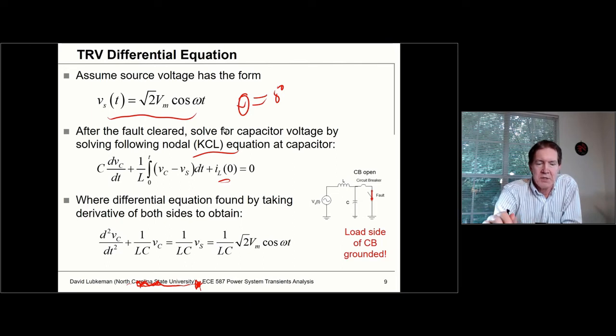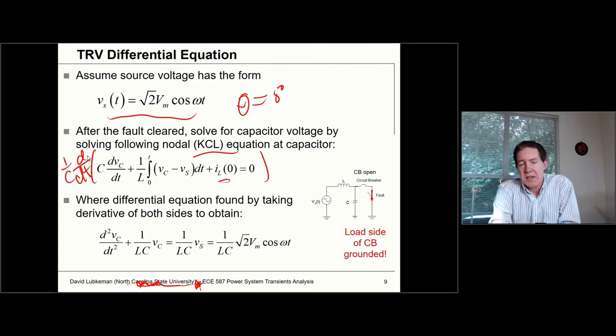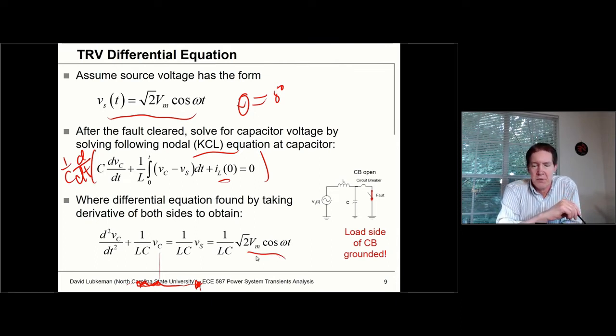What I do is take the derivative of both sides of this relationship and divide through by C, and then I get this differential equation where I have the second derivative of the voltage plus 1 over LC times VC equal to 1 over LC times V sub S. And then I can substitute in for the form of the forcing function.